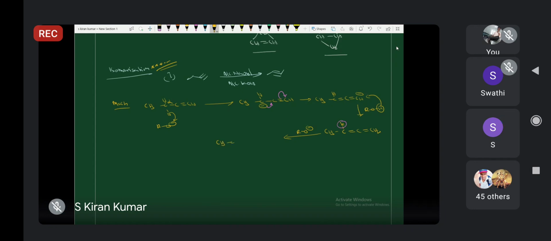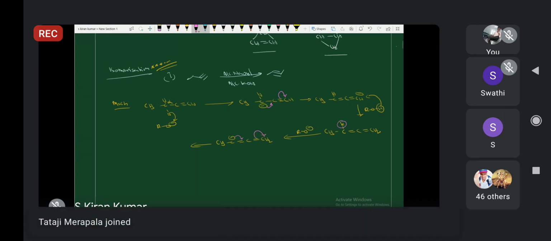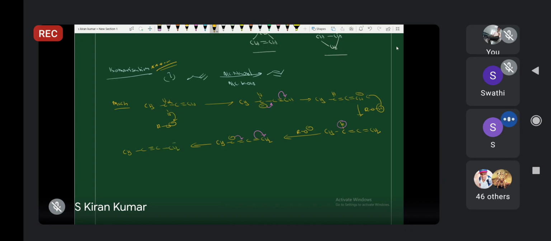CH3-C⁻=C=CH2. Next, the negative charge transfers. Electron transfer towards the primary carbon. The primary carbon ion is stable. CH3-C≡C-CH2⁻. Next, again the alcohol, now it's the proton. Then we are getting the 2-butyne. Like this, 1-butyne is rearranged, isomerized, to 2-butyne.